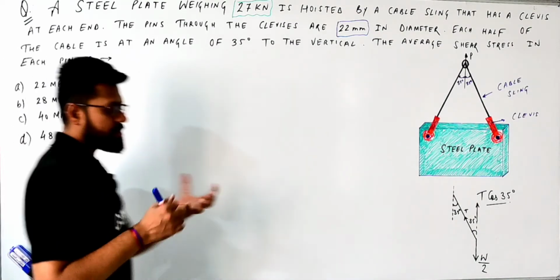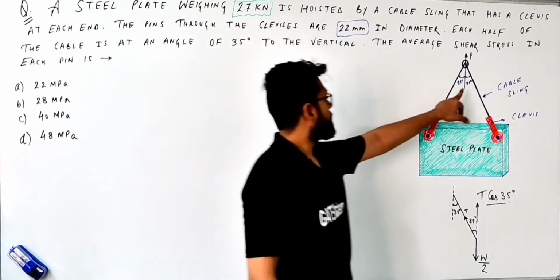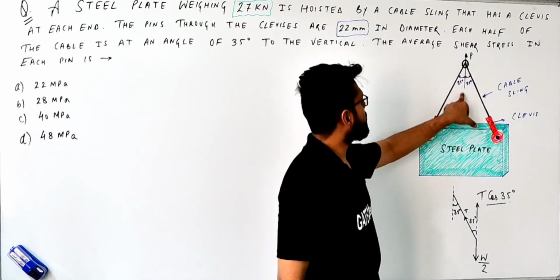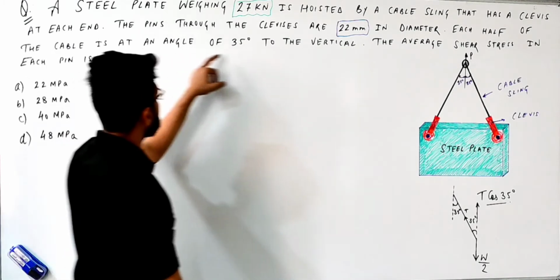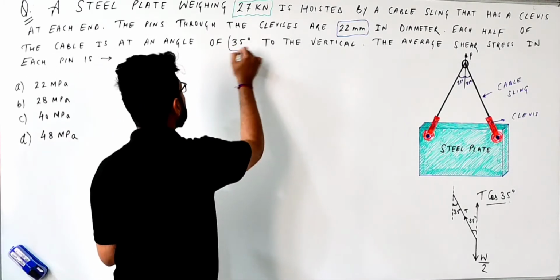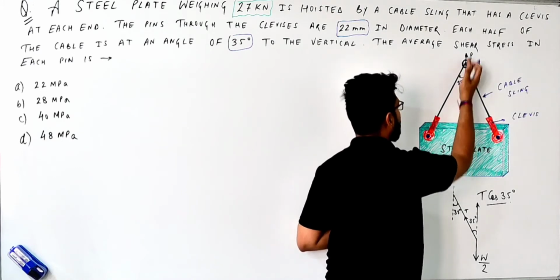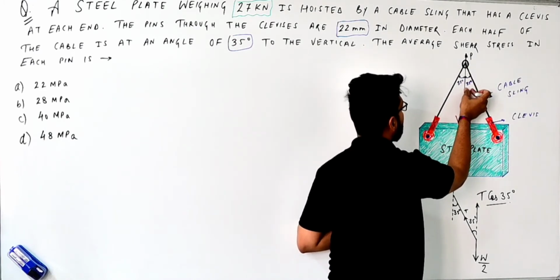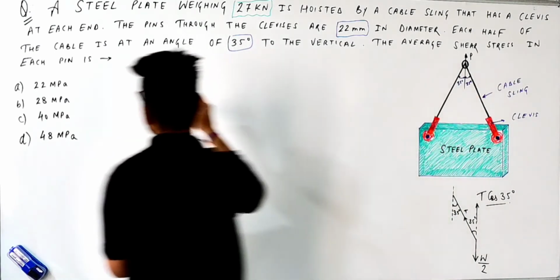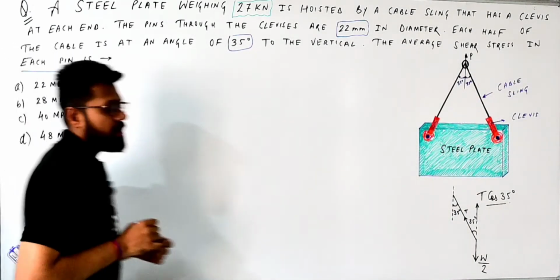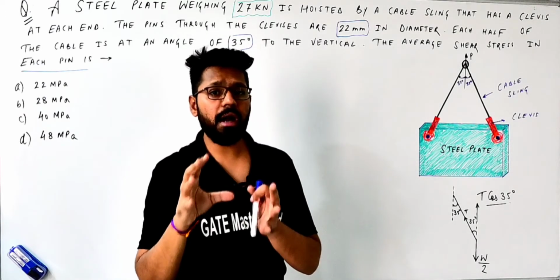So this steel plate is hoisted by a cable sling like that, and it makes an angle with the vertical of 35 degrees. So each half of the cable sling is at an angle of 35 degrees to the vertical. So determine the average shear stress in each pin. He is asking regarding average shear stress.